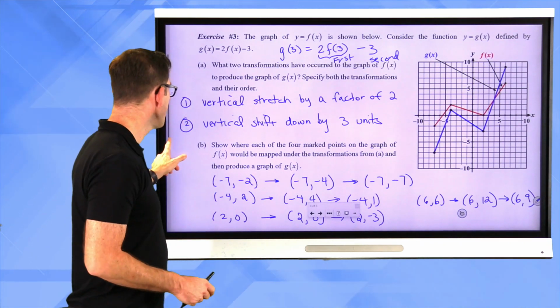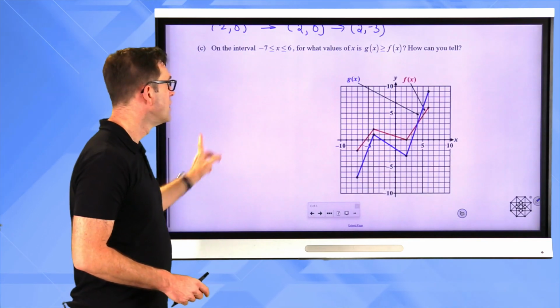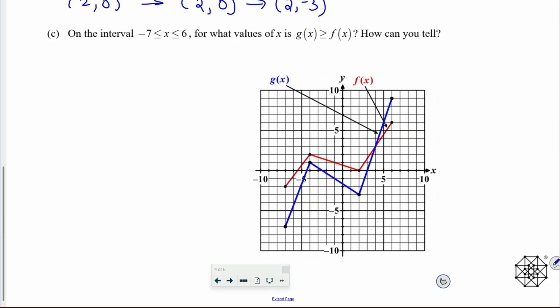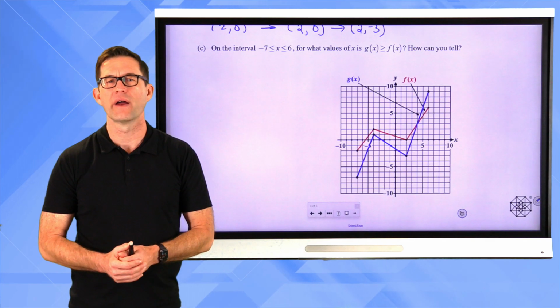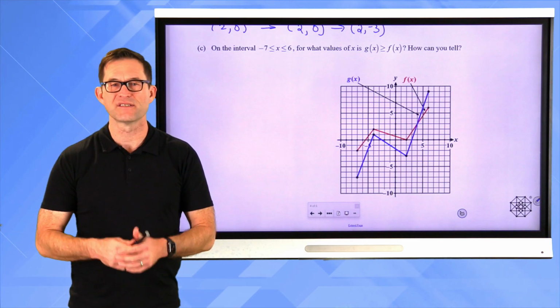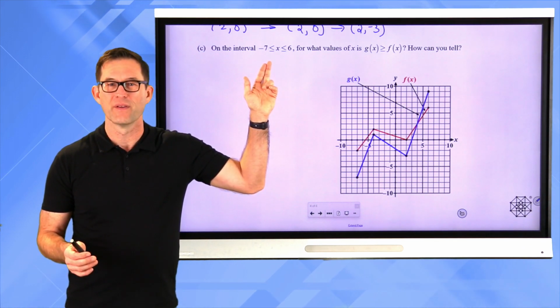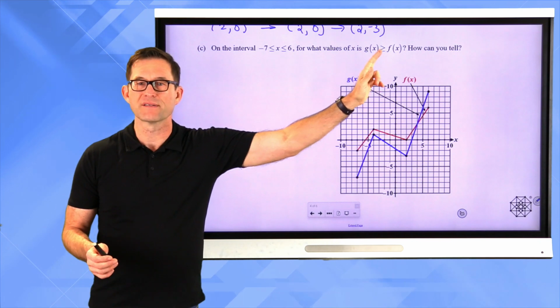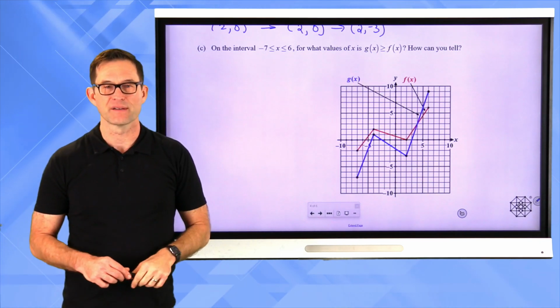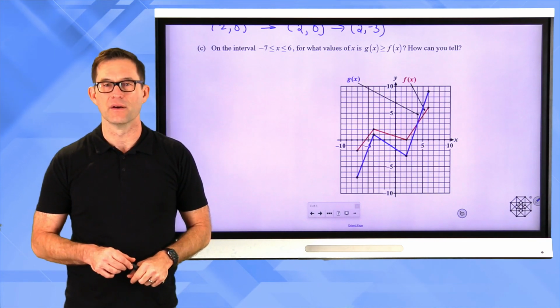All right, let's do one last piece of this problem. Letter C. On the interval -7 less than or equal to x less than or equal to 6, for what values of x is g of x greater than or equal to f of x? How can you tell? See if you can figure out and state an interval, a subinterval of this particular interval, for which g of x is greater than or equal to f of x. Pause the video now and take a look.